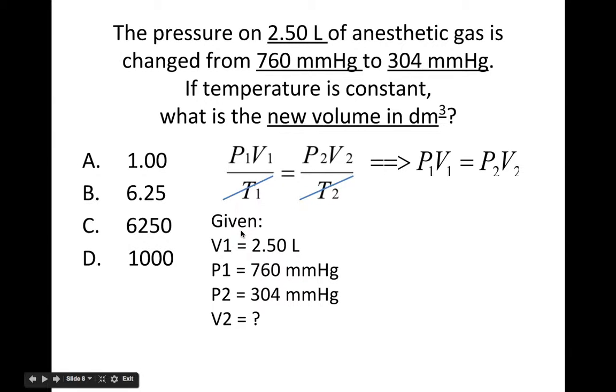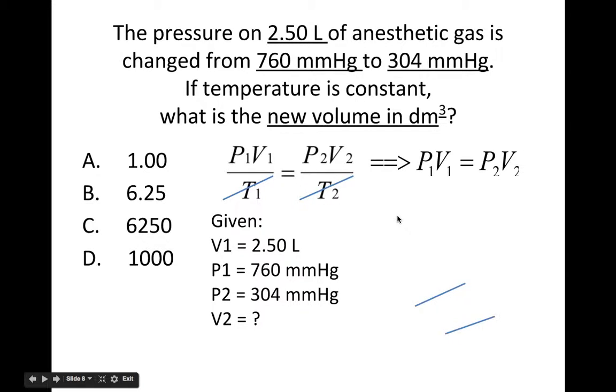I always want to write out my givens. This is a key step. It'll make sure that you don't get anything flipped around, or put the wrong pressure in the wrong place or something like that. If you've got it all listed out, you're going to be at an advantage compared to those who just try to plug it in right away. So I've got 2.50 liters, 760 millimeters of mercury, 304 millimeters of mercury. Since these pressures have the same unit, I don't have to worry about making any conversions there. And again, liters and decimeters cubed will be the same answer.